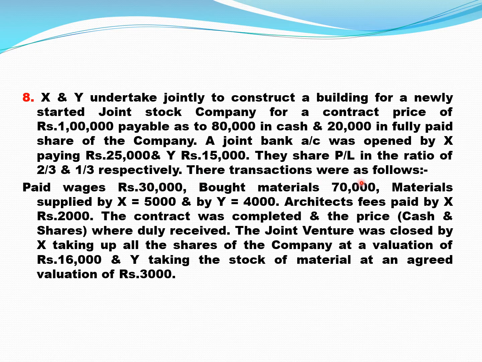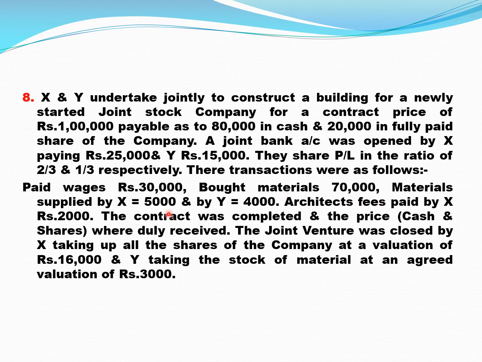Their transactions were as follows. Paid wages 30,000 and bought material 70,000. So wages and materials are expenses to be recorded in joint venture account and joint bank account. Wages is an expense, material is an expense.